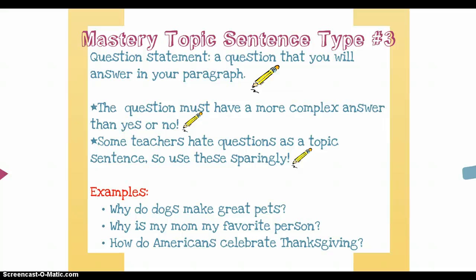And you also have to think about the fact that there are a lot of teachers out there that simply hate the question statement at the beginning of any writing. A lot of them think it's kind of the lazy man's way out. I'm not trying to steer you away from the question, but let's try and use it sparingly. Because again, there's a lot of teachers out there that don't necessarily like it. I think the only way to get around using a question is, like I said, to make the answer to your question more complex than yes or no.